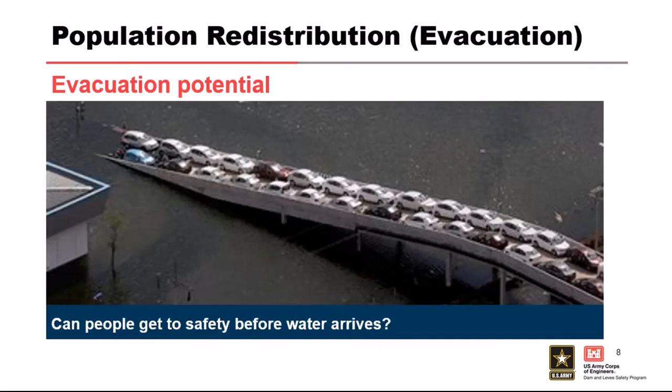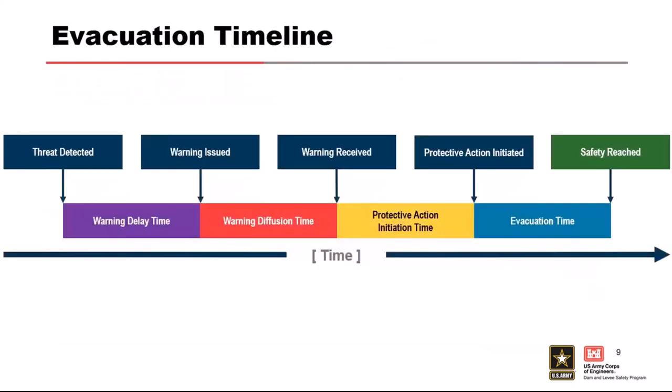So the fundamental question that we want to know: can people get to safety before water arrives? If we're doing a life loss analysis, we really need to understand how many people are there that could be at risk. We call those population at risk, how many people are there initially. And then during the evacuation, how many people do we anticipate will be remaining when water arrives? How do we calculate that? That's a really hard thing to estimate. And there's a lot of parameters that go into it. I'll talk about them now.